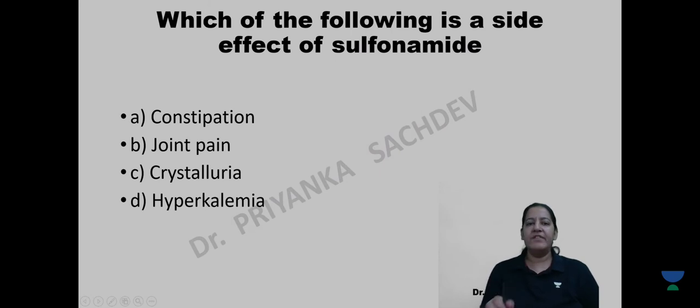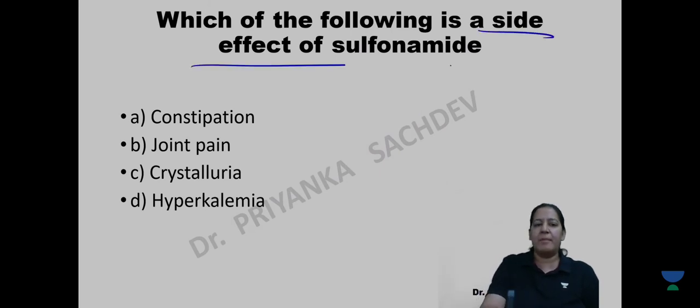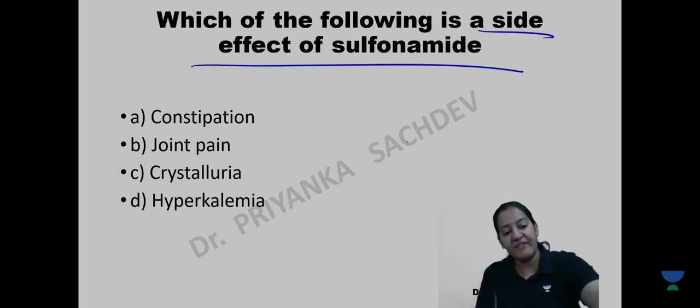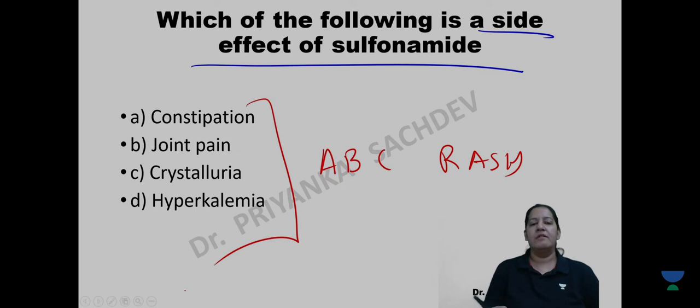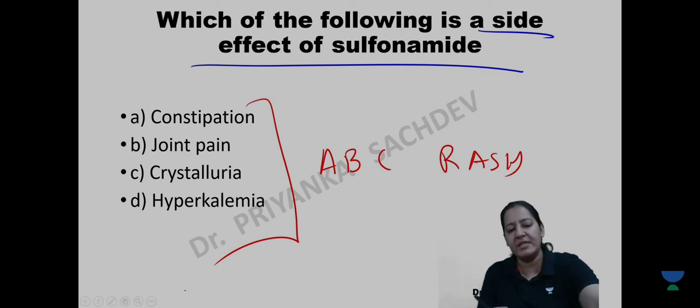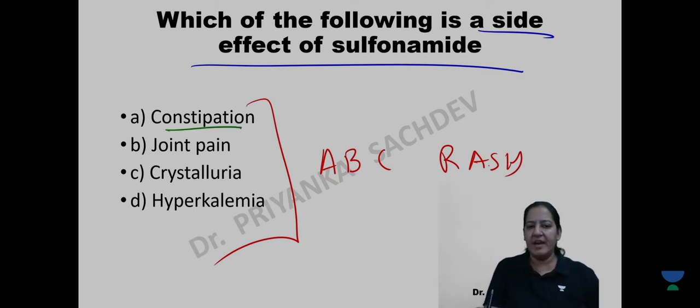You all are right. Which of the following is the side effect of sulfonamide? You know the mnemonic. What is the side effect mnemonic? The mnemonic is ABC rash. Apply the mnemonic and see which of them is coming in this mnemonic. Is it constipation coming here? C is crystalluria, not constipation. No, it is not the answer.